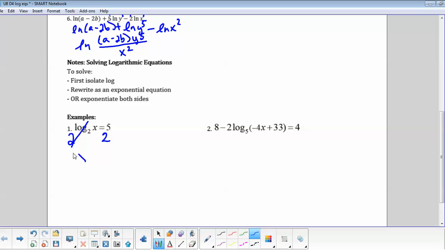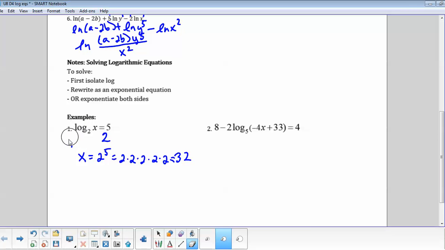So that your x equals 2 to the 5th, which is, of course, 2 times 2 times 2 times 2 times 2, which is 8, 16, 32. Of course, you can achieve the same thing without exponentiating if you're just rewriting. So if you're just rewriting, your base is 2 to the 5th equals x, and so you still get 32 regardless.